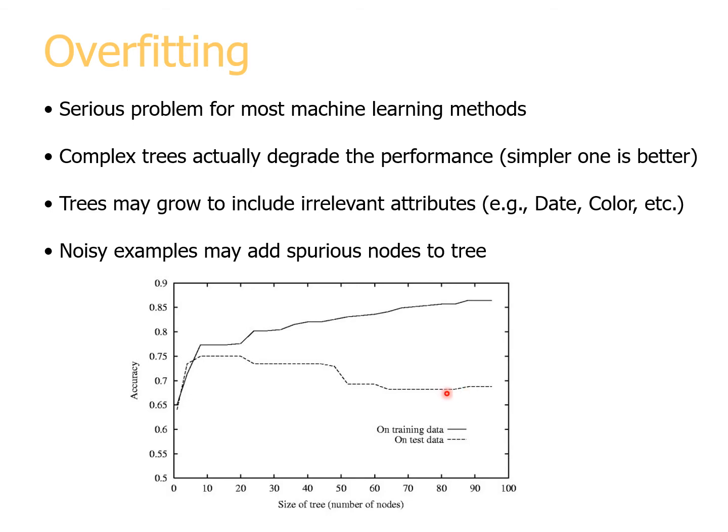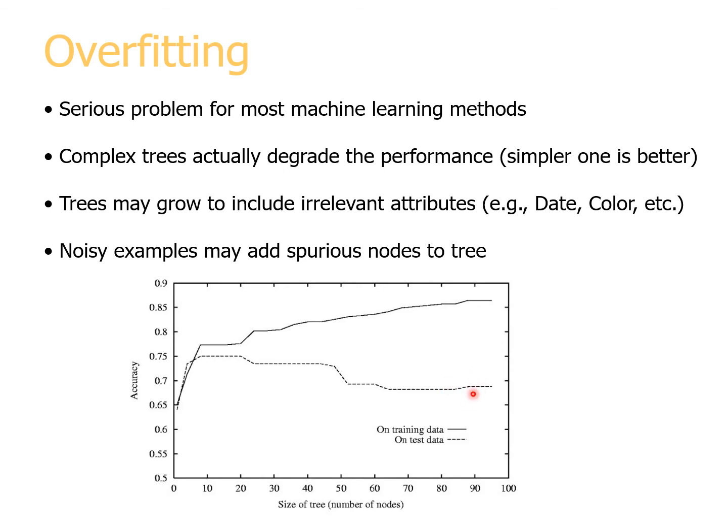So if the tree is too complex like this, the accuracy of test data is, let's say, around 70. But if the size of the tree is around 10 or 15, the accuracy of test data is around 75, which is better than this, right? So you can see here, a complex tree actually degrades the performance, and a complex tree is worse than the simple decision tree like this. So this here is called overfitting. This decision tree is overfitting.